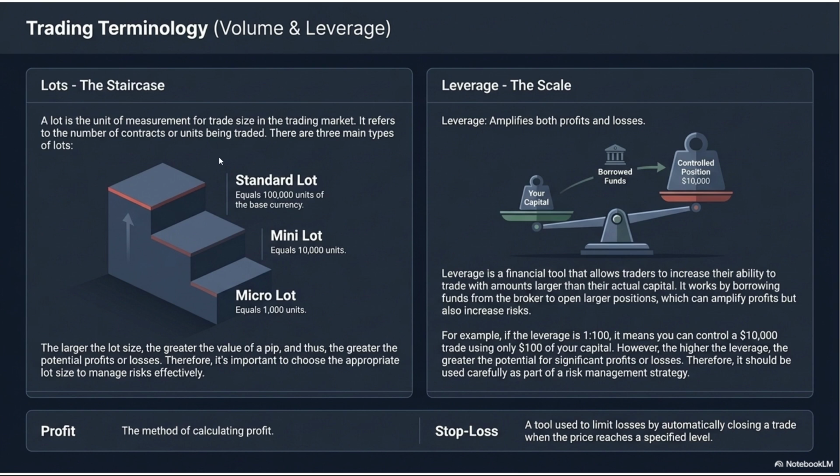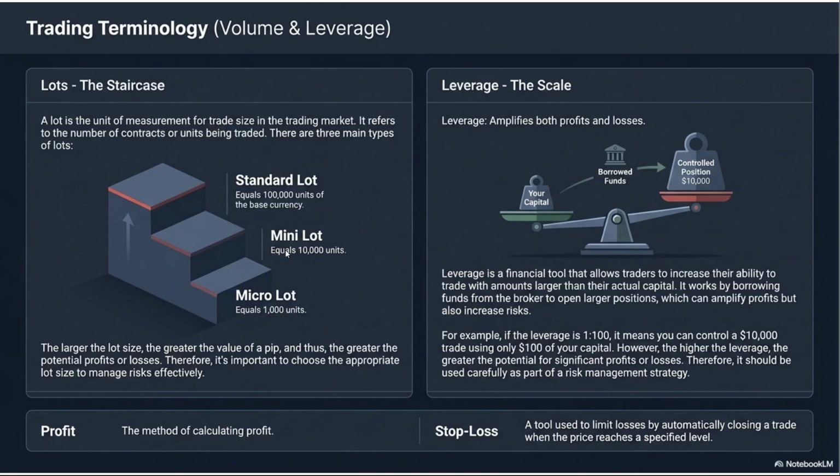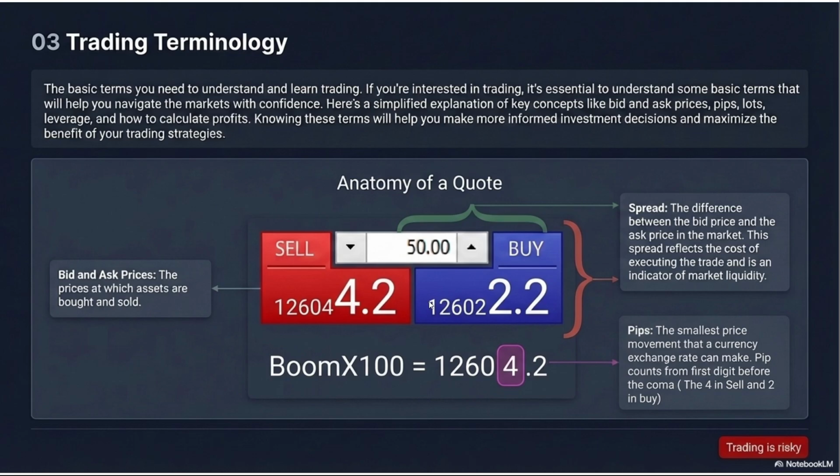From here, what do we understand? If I set my lot size to 0.01 and the price moves 1 pip up, it means I'm winning or losing 1 cent, right? And if I'm setting a mini lot size of 0.1 and the price moves 1 pip, I will win or lose $1.